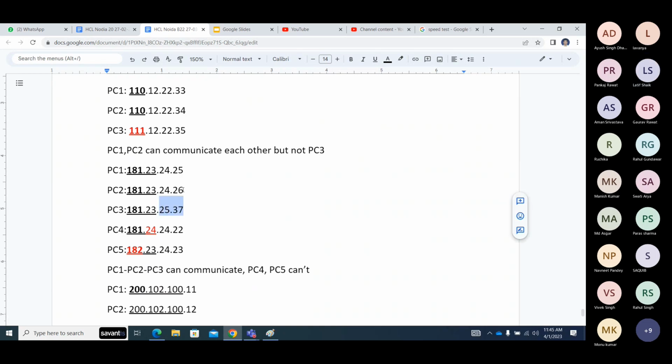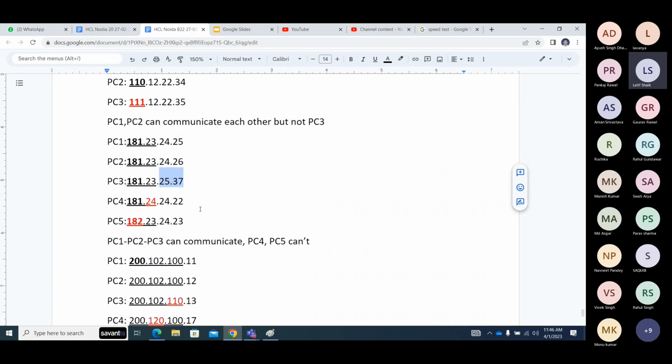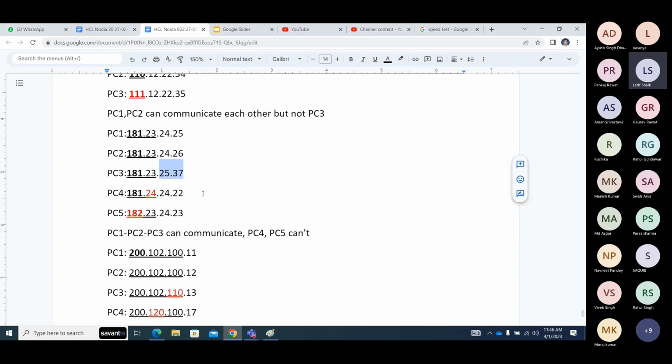Even if the host portion has one difference or multiple differences, no problem. In the host portion, any change is normal, but the network portion must be the same. So PC1, PC2, PC3 have the same network portion, so they will communicate with each other.